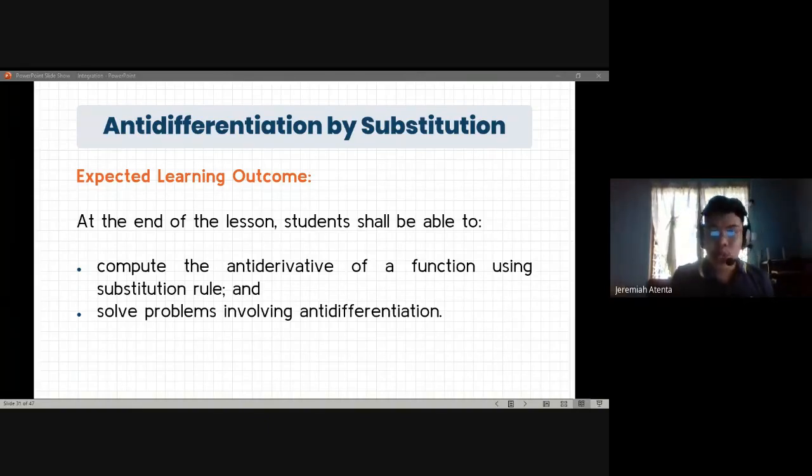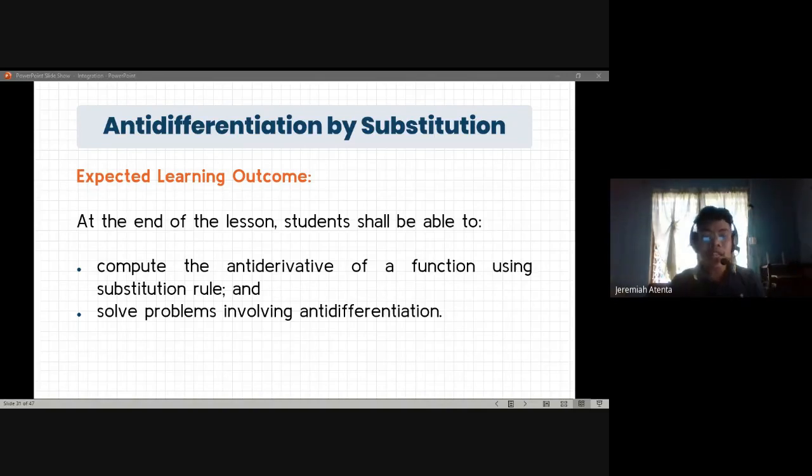Okay, sige. So, as what I've said kanina, this is the second part of the lessons under integration, and that is anti-differentiation by substitution. Last meeting, we have already discussed anti-derivatives, right? So from there, you already know how to evaluate the integral of polynomial, exponential, logarithmic, and trigonometric functions, right? Okay, so those are the antiderivatives of the basic polynomial, exponential, logarithmic, and trigonometric function.